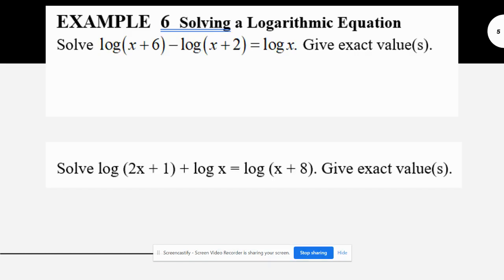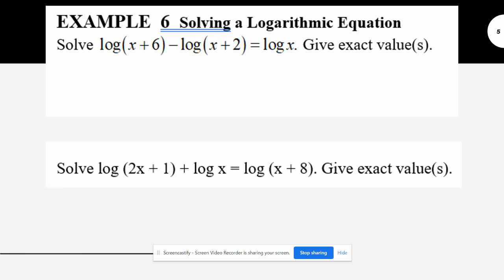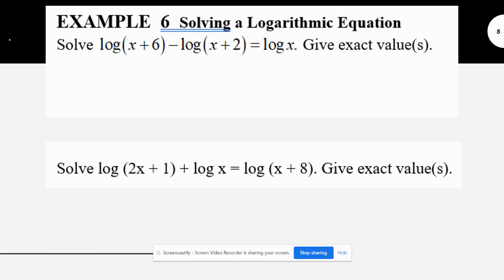Now we have more than one log. So the first thing I need to do is use log properties. So let's see, I'm going to write this in here. Use log properties to condense them. We want one log on the left and one log on the right.